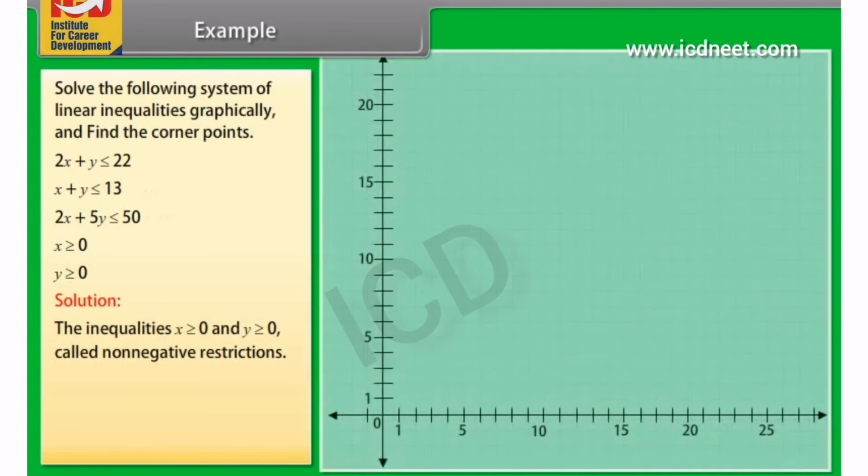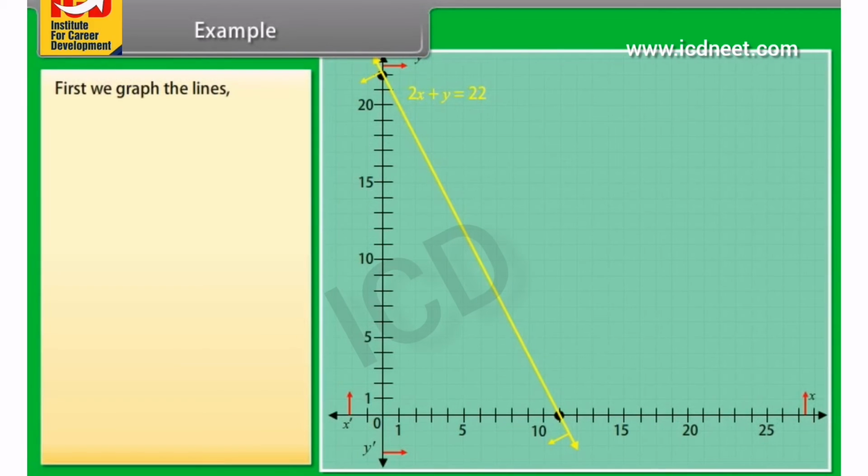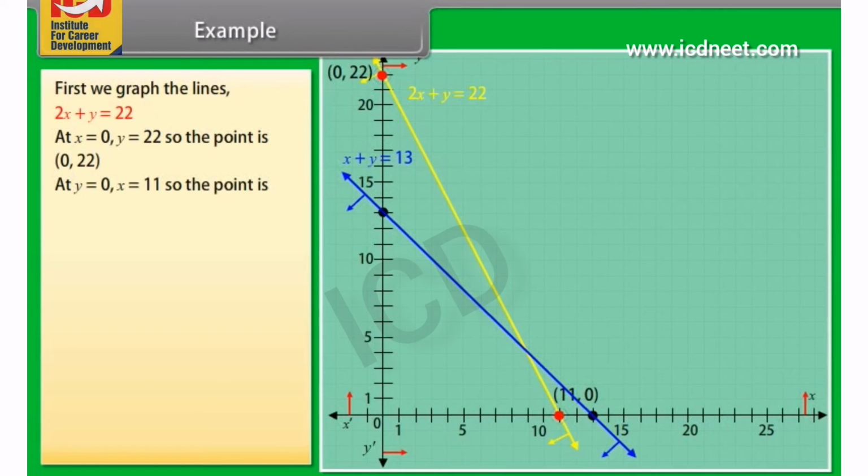Solution. The inequalities x greater than or equal to 0 and y greater than or equal to 0 are called non-negative restrictions. The solution region lies in the first quadrant and we can restrict our attention to that portion of the plane. First, we graph the lines as follows. 2x plus y is equal to 22. At x is equal to 0, y is equal to 22, so the point is (0, 22). At y is equal to 0, x is equal to 11, so that point is (11, 0).